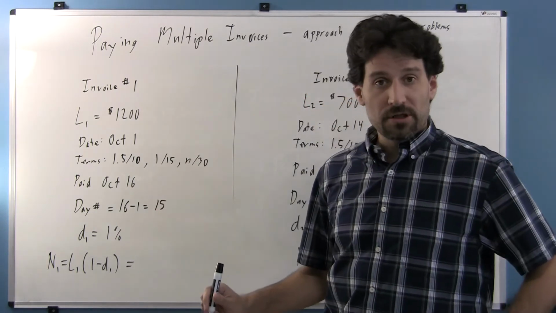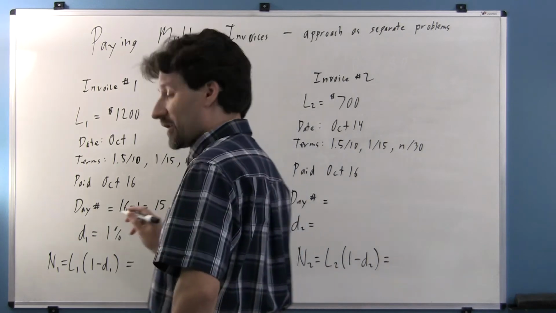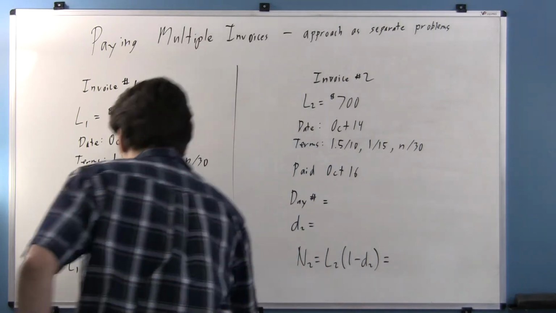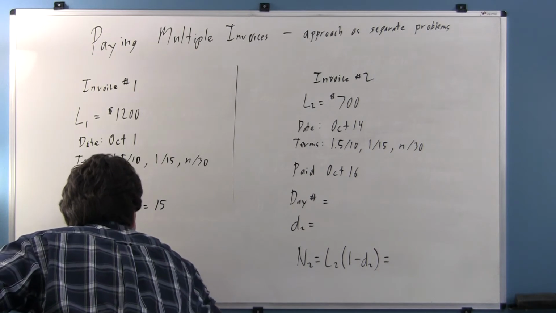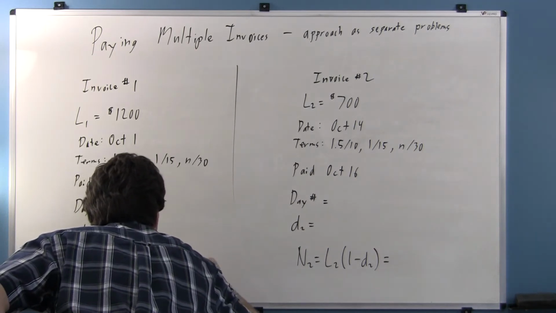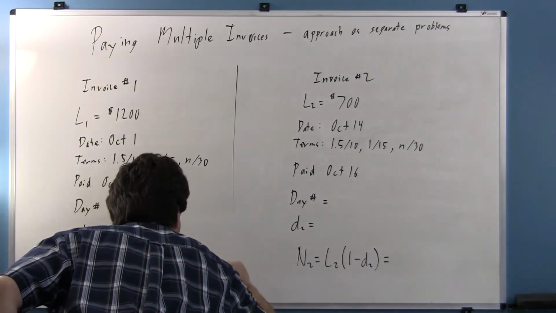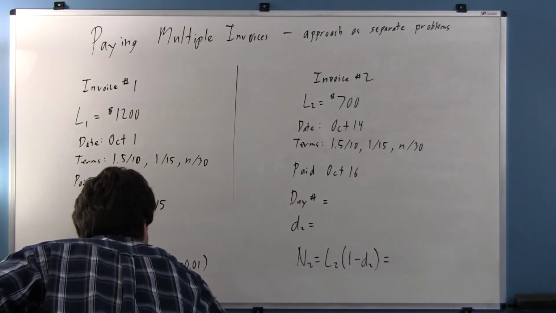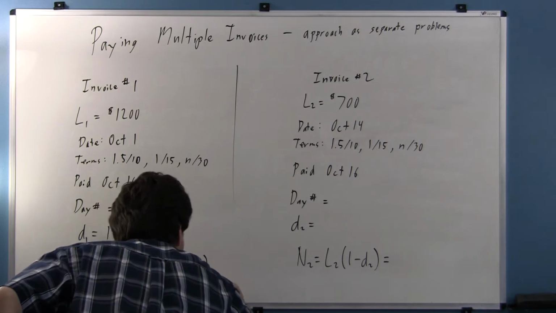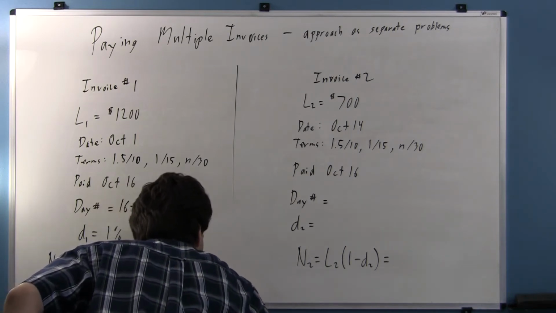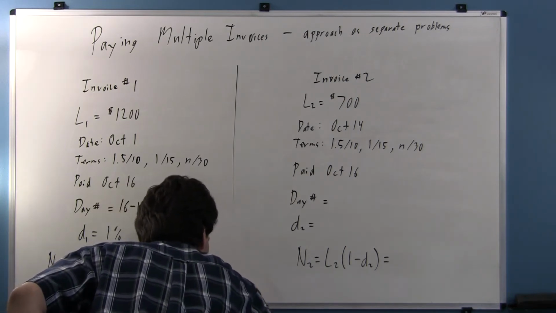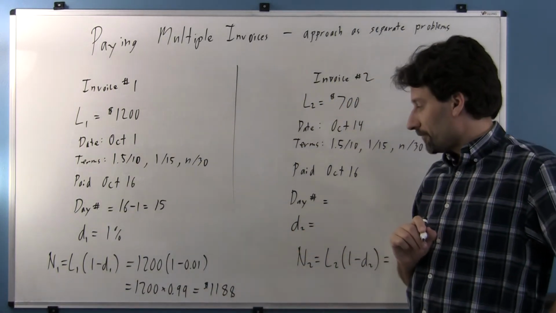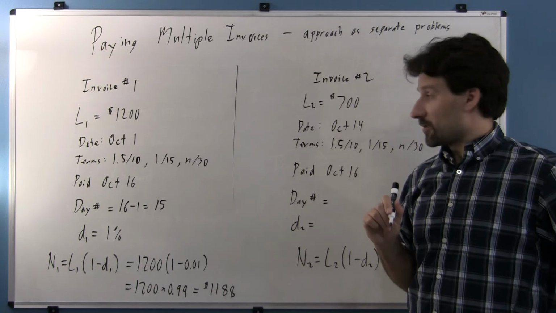But I'm going to put it in the formula just for good practice, and because we will be using the formula on some future questions for sure. So that's 1,200 times (1 minus 0.01). So that is 1,200 times 0.99, which is, as we mentioned, $1,188 owing.